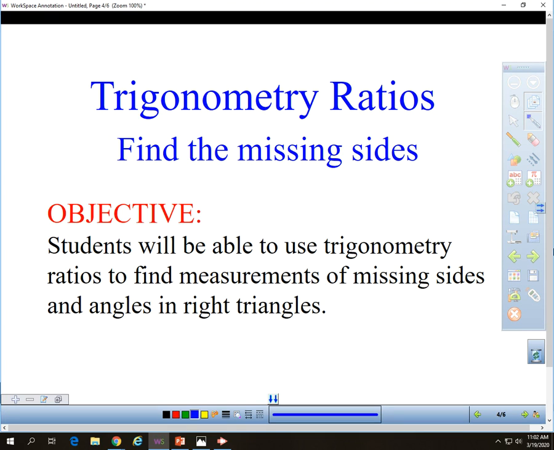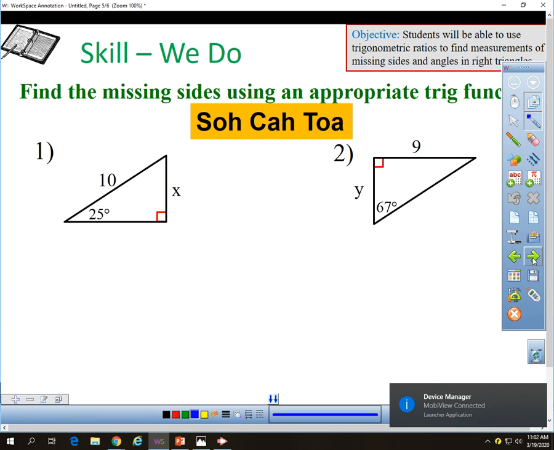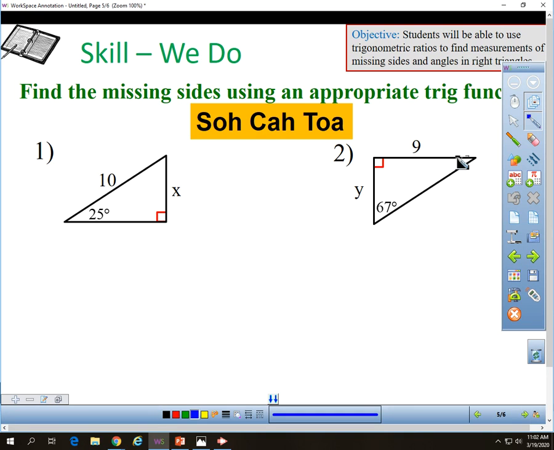Hello, in this video we are going to be using trigonometric ratios to find the missing sides of right triangles. We're going to start with these two problems. Problem number one will be our first problem.